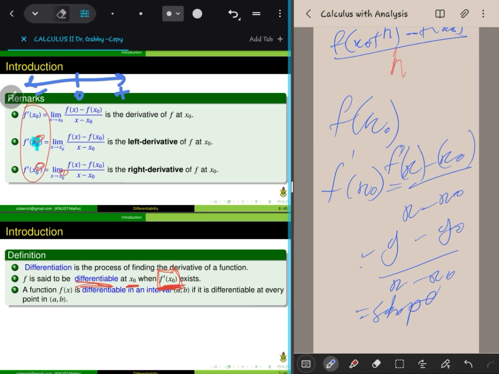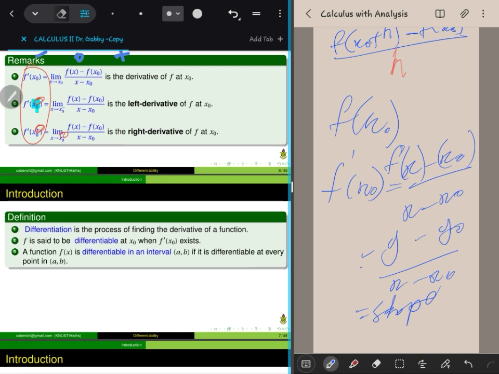So that's what we're seeing here. A function is differentiable in an interval if it is differentiable at every point in the interval. What this is saying is that when we go back to functions or limits, I think we've seen something like this. But if you don't recognize it, I think you have to go back.